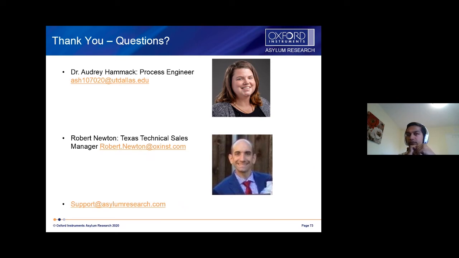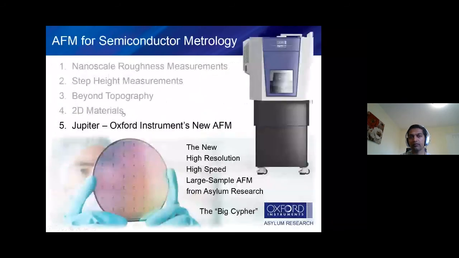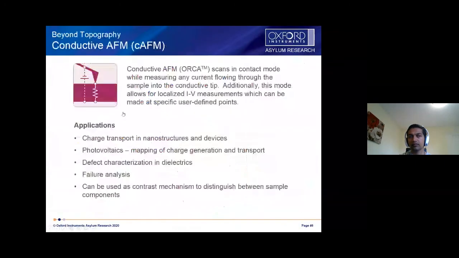Thank you, Mayur. What is the difference between CAFM and STM? That's a great question. So I'm going to go back a few slides. OK, so scanning tunneling microscopy was the first scanning probe technique developed. And in fact, that was the Nobel Prize back in the 80s.